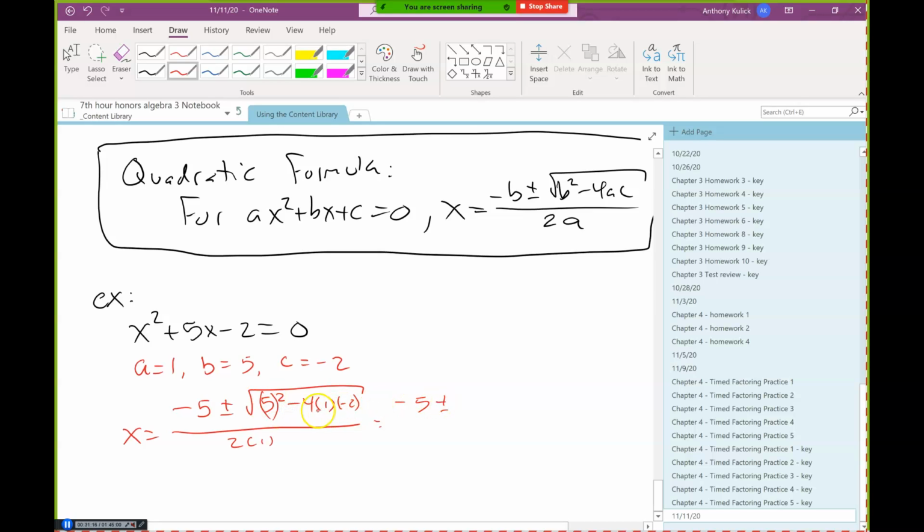Five squared is 25. 4 times 1 times 2 is negative 8. 25 plus negative 8 is positive 33 over 2. It's pretty gnarly, Sergio.